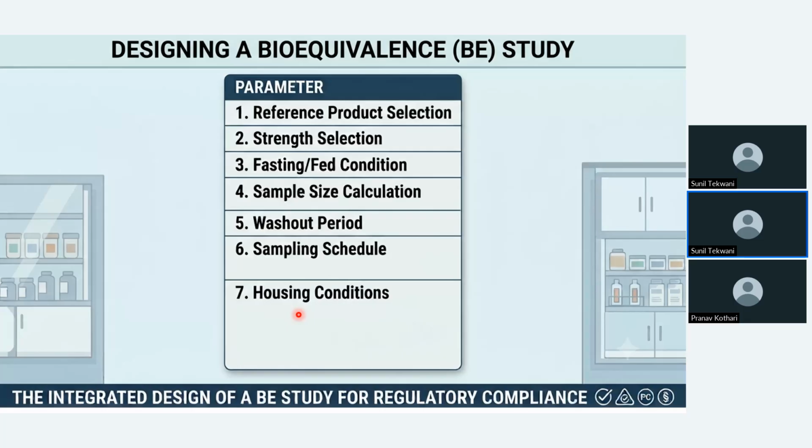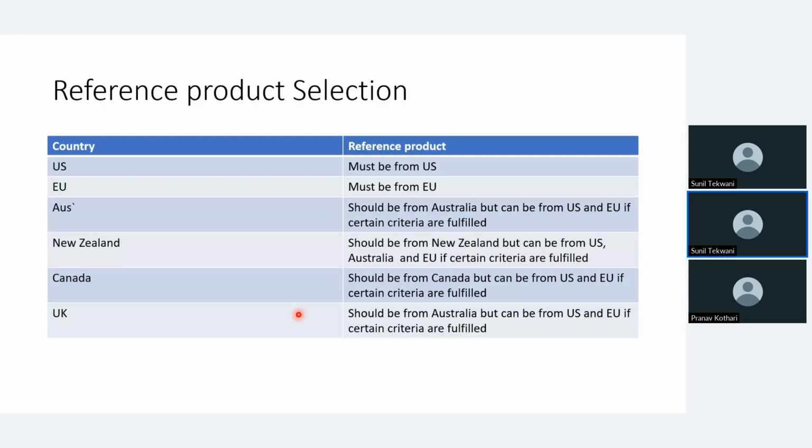So for a regulatory affairs professional, the most important point to learn in BE studies, even if you do not know other aspects of the BE designs, you must know this aspect: how to select the reference product.